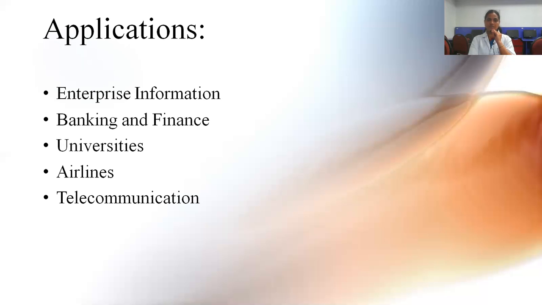And airlines. So the flight schedule time, the ticket fare, and the seat allotment, like that, can be done in the airlines. Those information can be collected and updated. If there are any changes in the flight timing, it will be updated so every user can get the update. And telecommunication. In the telecommunication department, all the call records will be recorded.